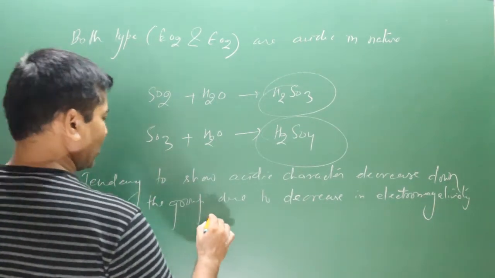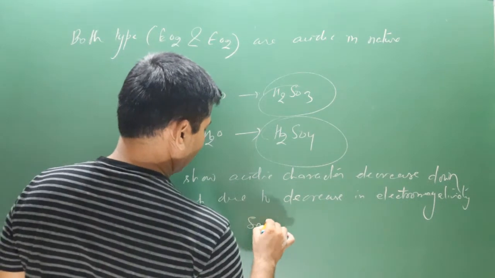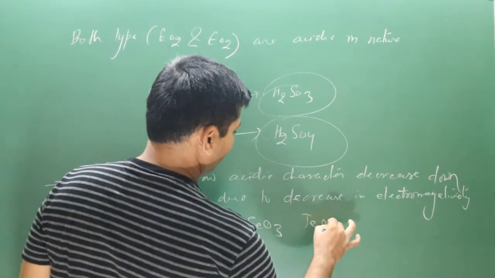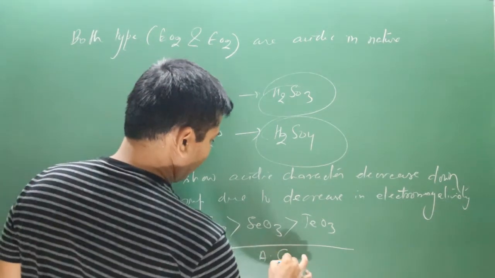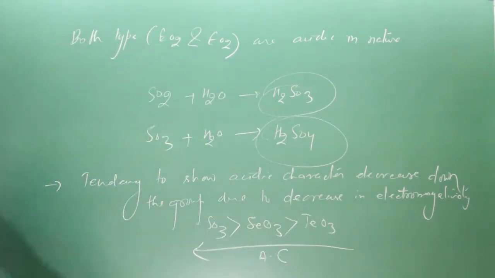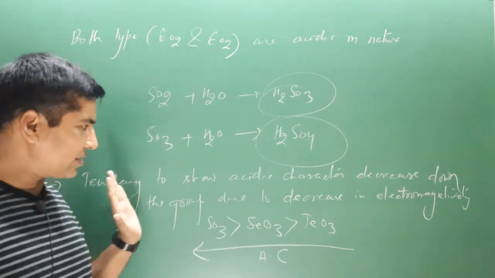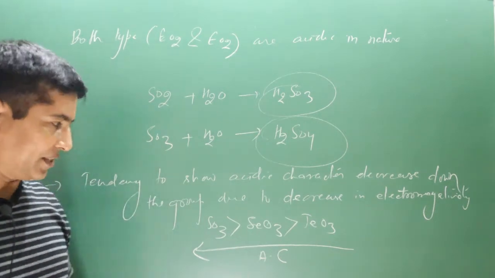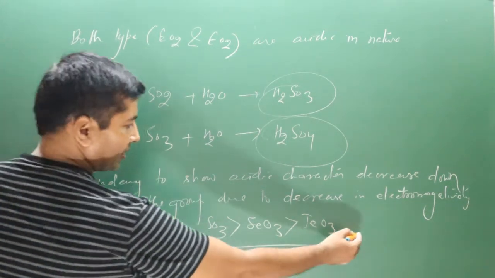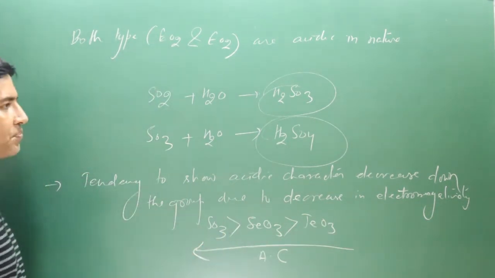Let's say we have SO3, SeO3 and TeO3. So this is the character we have. Acidic character increases from right to left. If I go from left to right, acidic character will decrease. So acidic character increases from right to left.